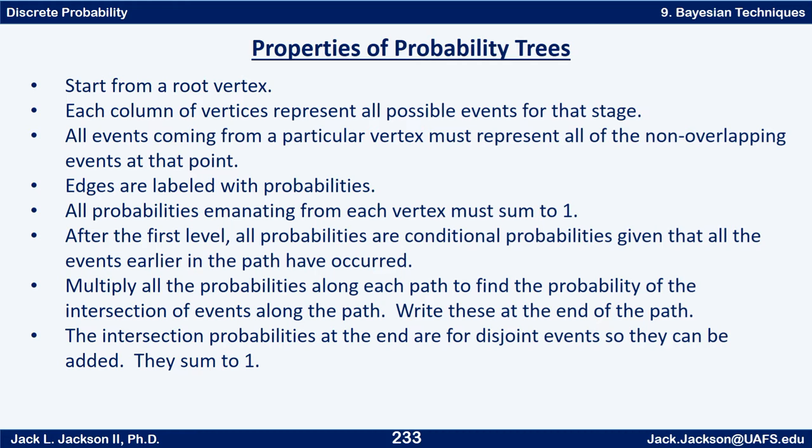By the definition of conditional probability, we can multiply all the probabilities along each path to find the probability of the intersection of events along the path. We write these probabilities at the end of each path. The intersections at the ends of the paths are disjoint events, so they can be added up, and if you add all of them up, they must add up to 1. This and maybe one other property are the main properties we need to know about probability trees.